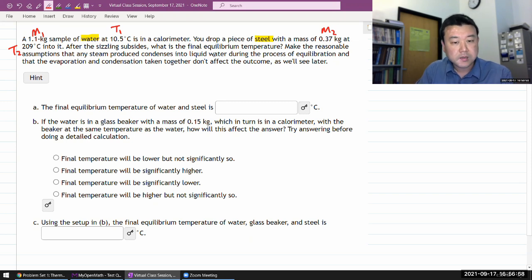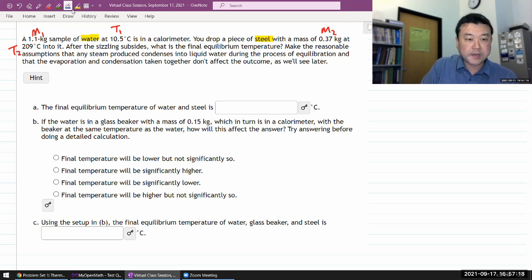Make a reasonable assumption about evaporation. And it asks for the final equilibrium temperature of the water and steel. So this is what I keep calling a calorimetric question.